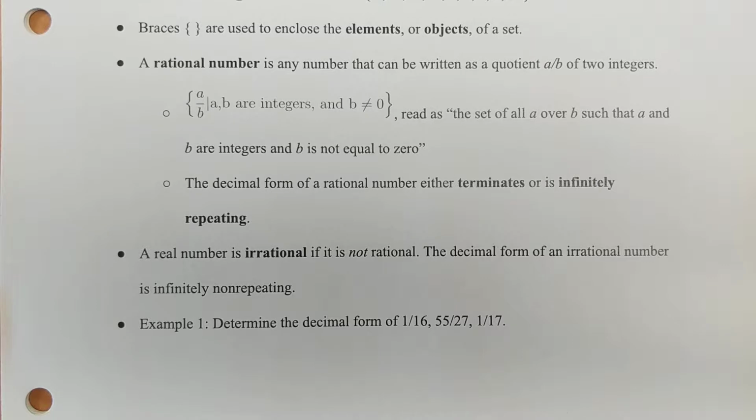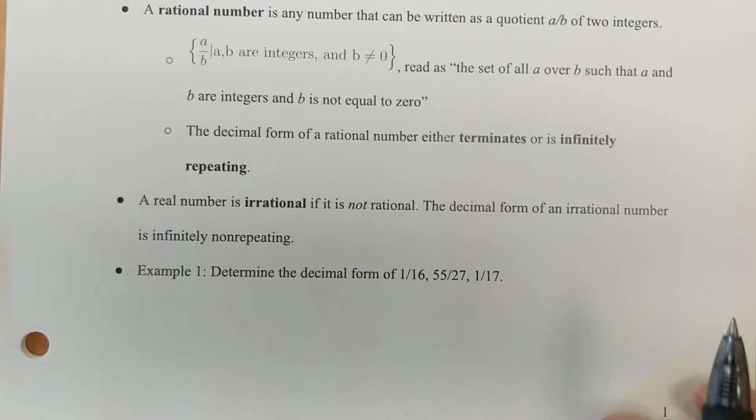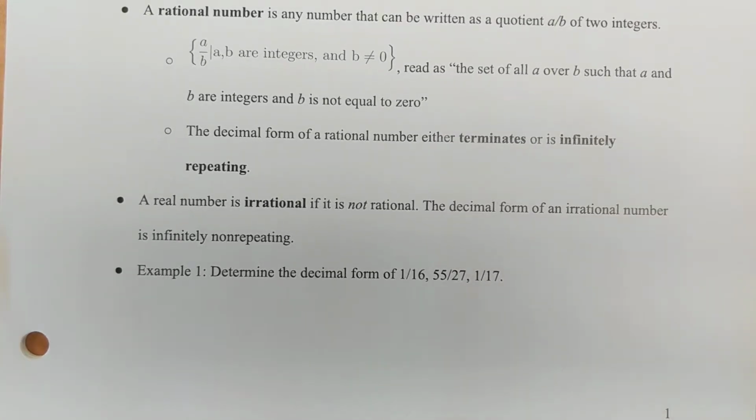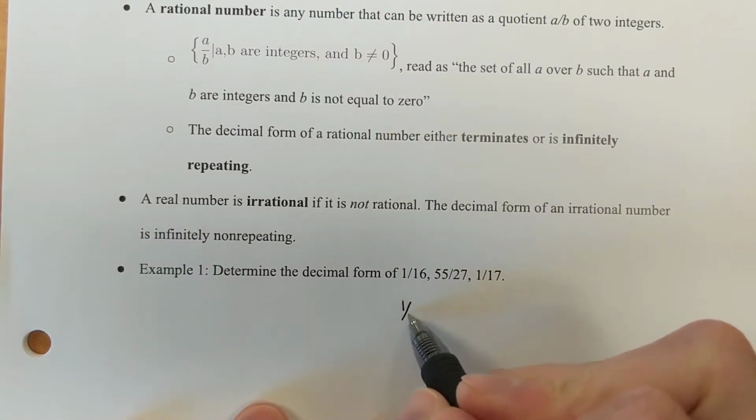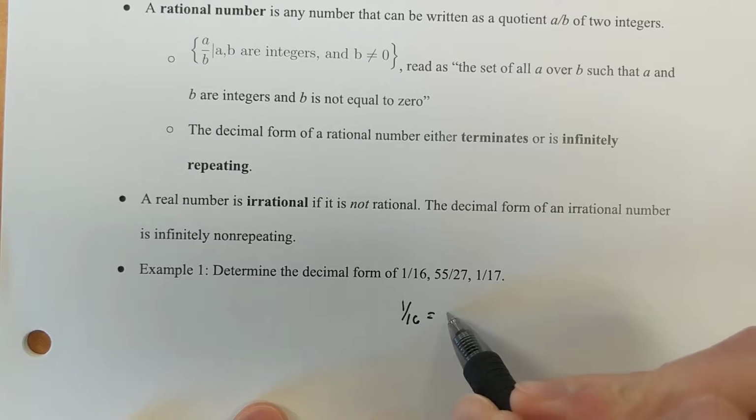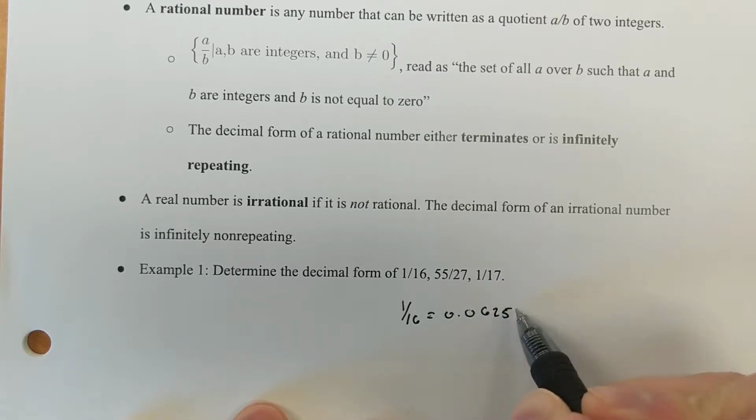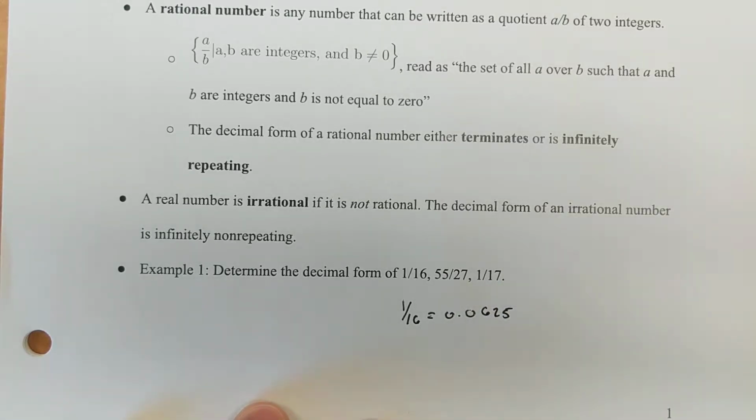All right, so example 1 down there says determine the decimal form of 1/16, 55/27, and 1/17. So to convert a fraction to decimal, remember the fraction bar is a division problem, so 1/16 is 1 divided by 16. So that is 0.0625. And you notice this terminates. 55 divided by 27 is 2.037037. So there, if you notice, there's my repeat. The 037 just keeps repeating.